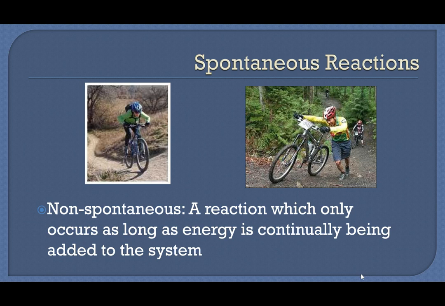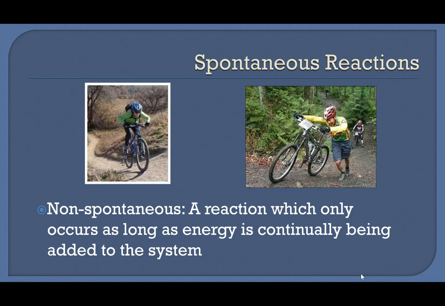A non-spontaneous reaction, so this is the opposite. A non-spontaneous reaction is a reaction that will occur as long as energy is continually being put into the system. So if you think about the same analogy with a bike going up a hill, in order to make that bike continually go up the hill, you've got to continually pedal, or you've got to push the bike by walking it up the hill. So the bike won't just randomly go up a hill without any assistance. There's going to be some energy that has to be continually added in order for it to go up the hill.